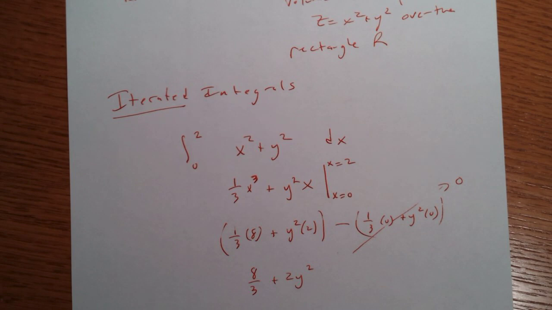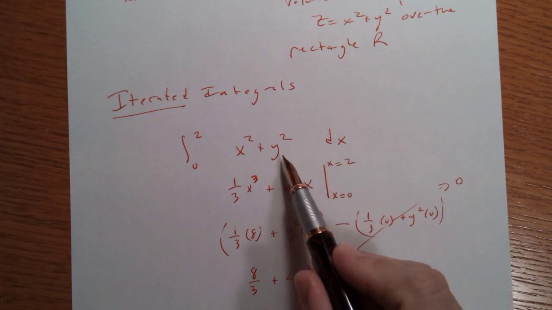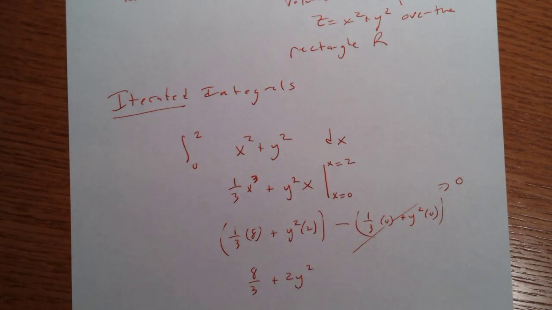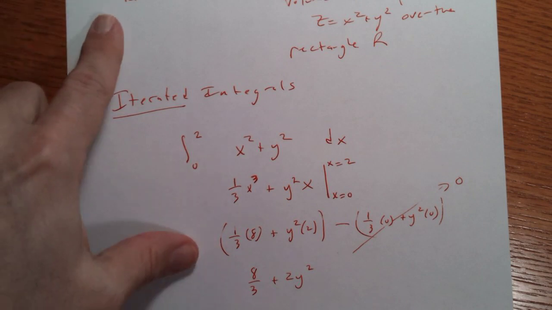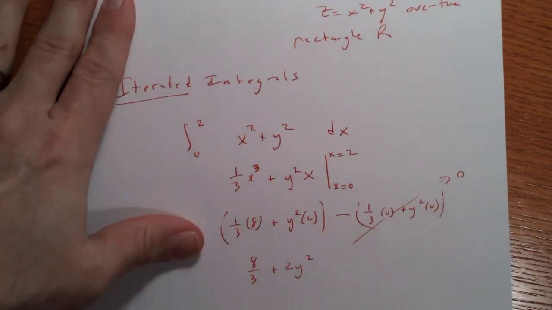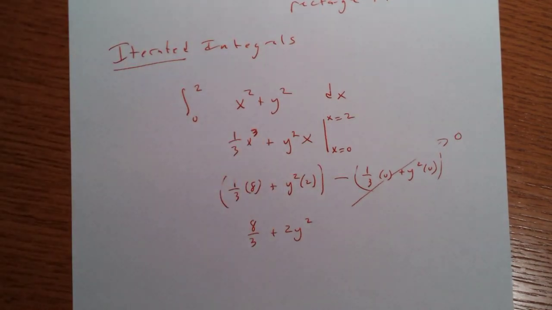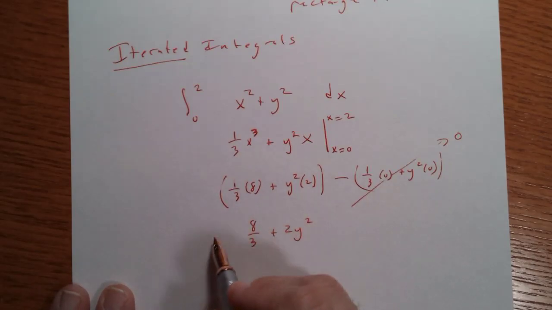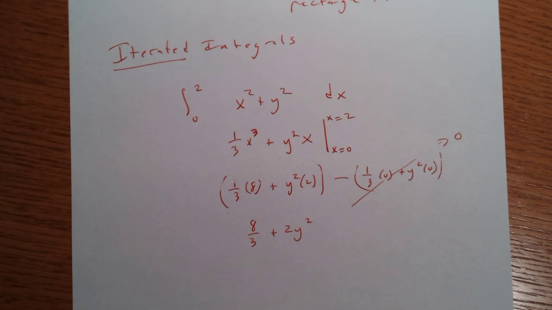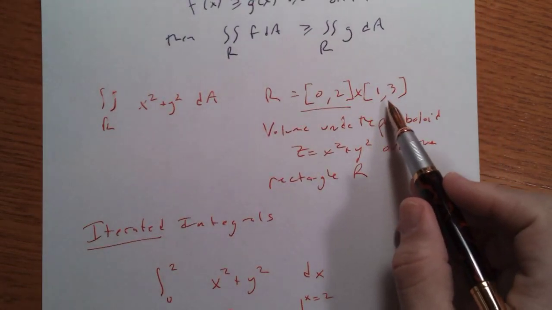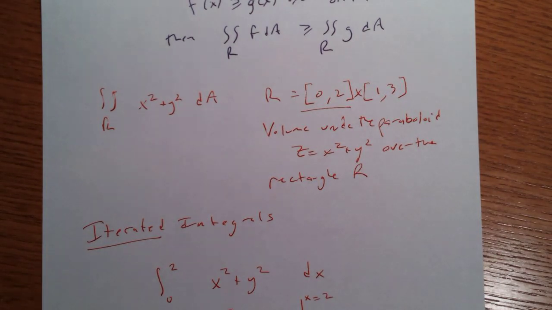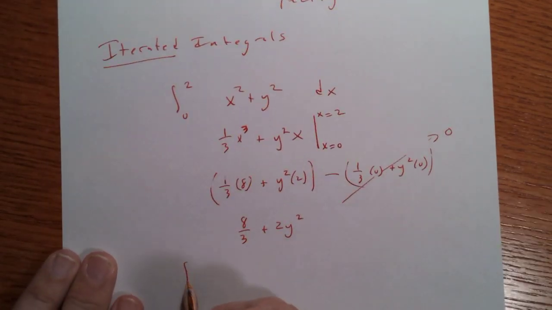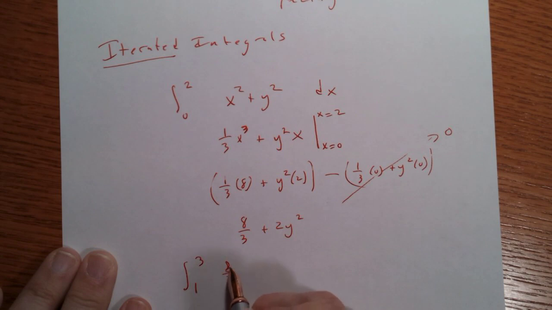Hey, wait a second. I did an integral with respect to x, and what was left behind had no more x's in it. But up here, this problem is a double integral, which means I should really do my integral in x and in y. So let's take this result that comes out, and let's do the integral here in y. The integral from 1 to 3, 8 thirds plus 2y squared dy.